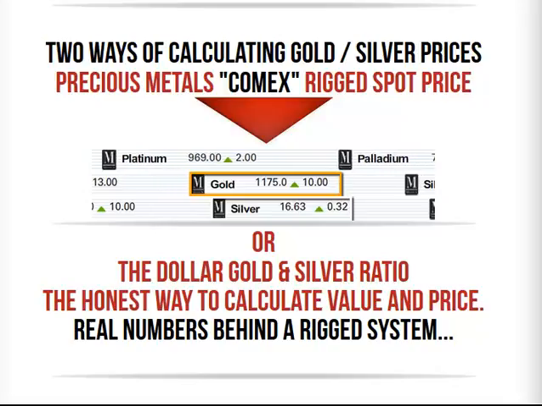So there's basically two ways of calculating gold and silver prices. You can use the COMEX, which is the precious metals ticker you see on most financial programs, which is a rigged spot price, and we'll go into detail on how that is rigged and manipulated. Or you can use the dollar to gold silver ratio, which you'll find on the U.S. debt clock.